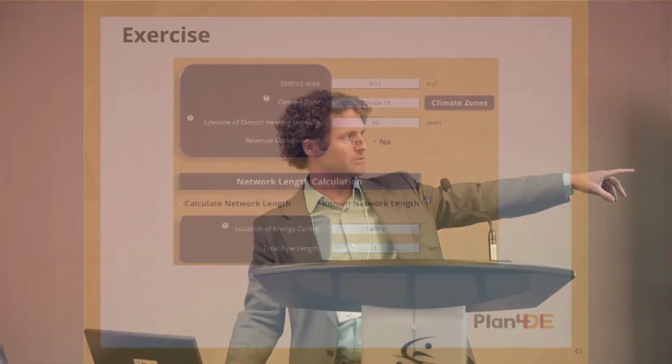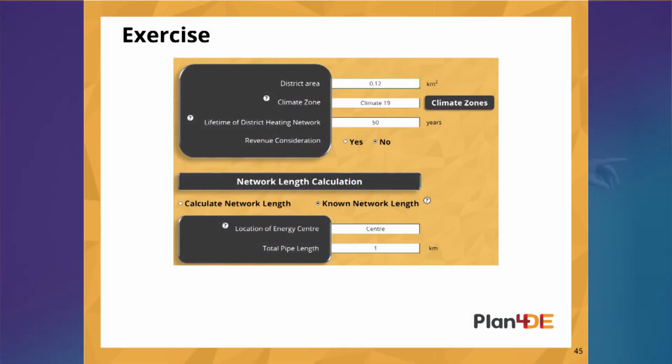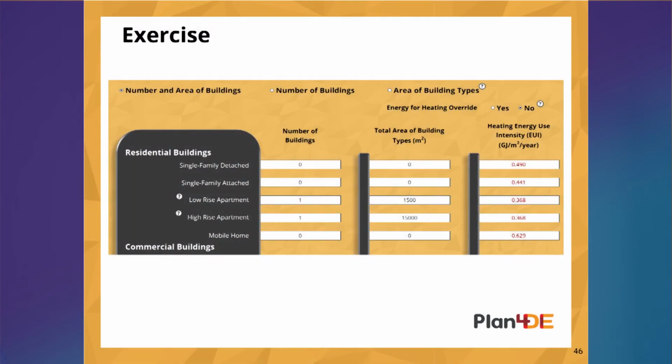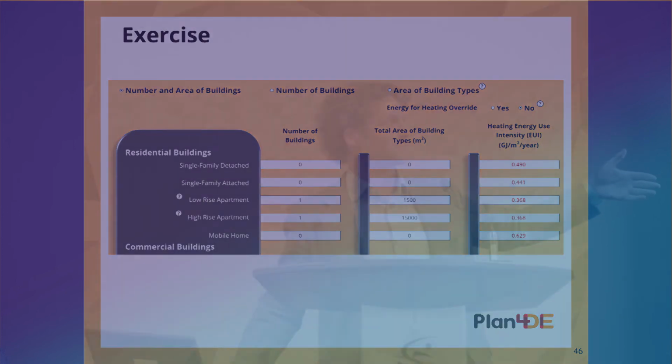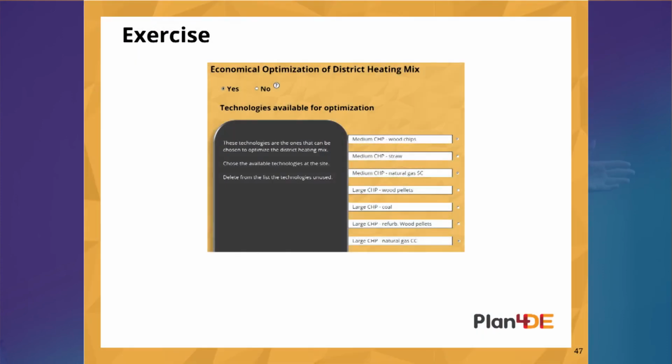We can play with the location of the energy center. We know the network length on that 6 blocks radius. It's about a total pipe length of 1 kilometer. And then we'll go through the 6 blocks and add the buildings by number of type and by building area. So we'll add each block and see if district energy becomes viable, comparing these different systems. So we'll get the tool to economically optimize the systems that it's considering.